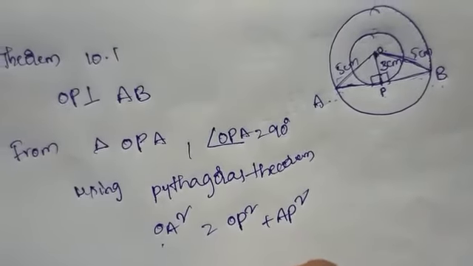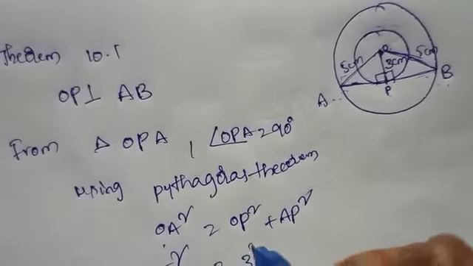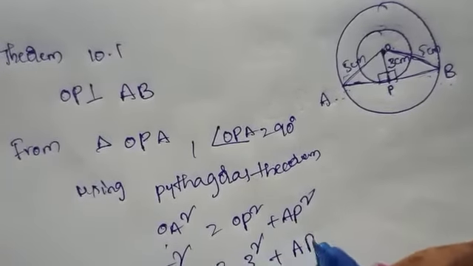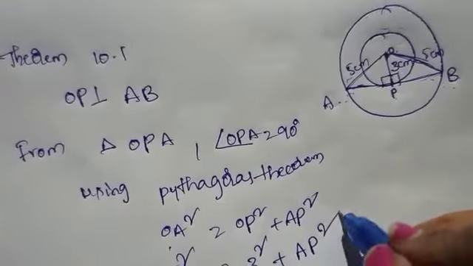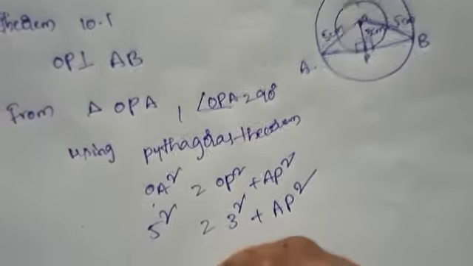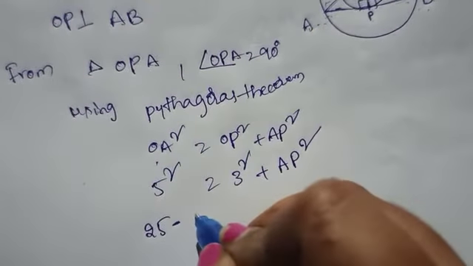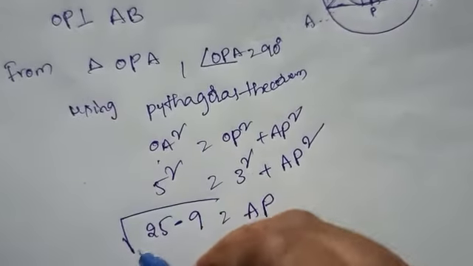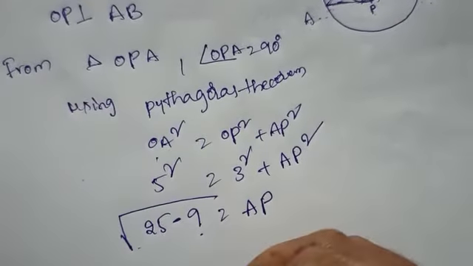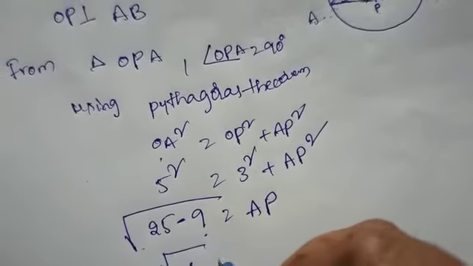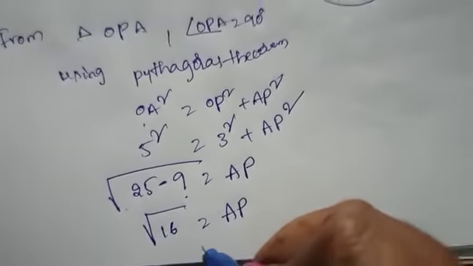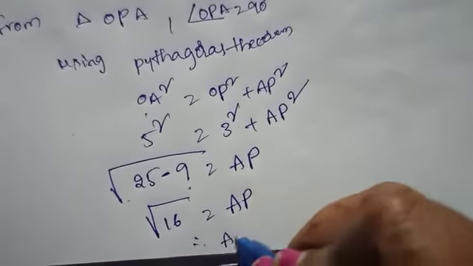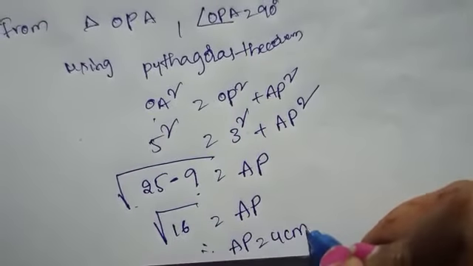OA square equal to 5 square. OP square equal to 3 square. Here we have to find AP square, we don't know it. 5 square is 25. 3 square is 9. AP equal to root over 25 minus 9. Value is 16. Root 16 value is 4. Therefore, AP equal to 4 centimeters.